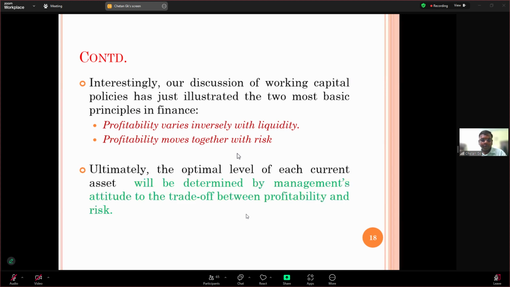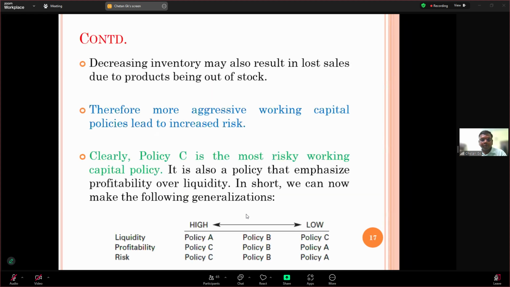So ultimately the optimum level of each current asset will be determined by the management's attitude to the trade-off between the profitability and the risk. Sir, sorry for the interruption. In this case, if profitability is low, risk will also be low. If the profitability is high, risk is high, right? Because you are planning to go for policy C, the risk is high.